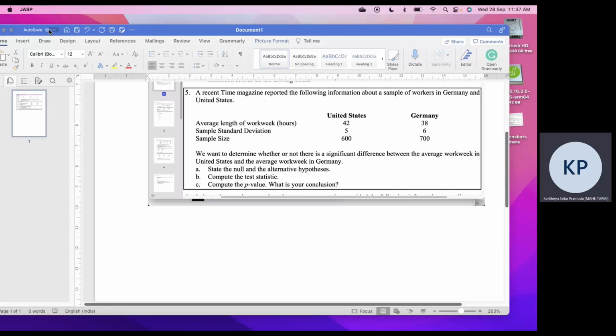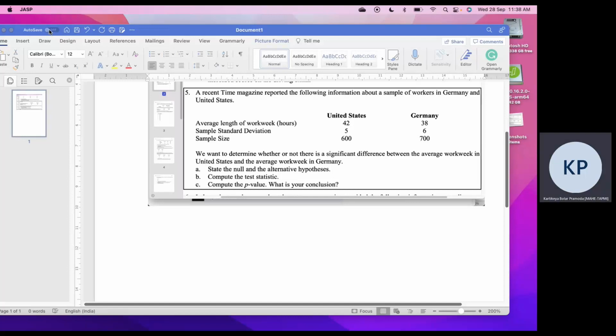Now you can just check that our hypothesis here is to check whether the averages are the same for the population of US and population of Germany. Since the sample standard deviation is given and we do not know anything else about the population, we have to carry out an independent sample t-test here, because we have two different populations and we want to check whether the average length of work week is the same across the two countries.